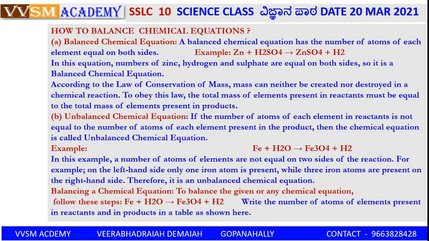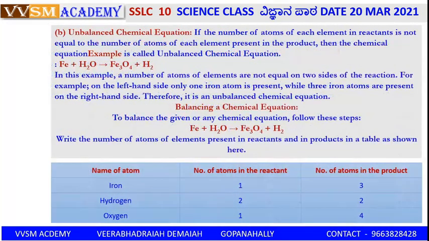According to the law of conservation of mass, mass can neither be created nor destroyed in a chemical reaction. To obey this law, the total mass of elements present in reactants must be equal to the total mass of the elements present in products. Unbalanced reaction. Example, Fe plus H2O gives Fe3O4 plus hydrogen. In this example, the number of elements is not equal on the two sides of the reaction. Therefore, we have to balance the chemical reaction depending upon the number of atoms present on the left hand side as well as on the right hand side.